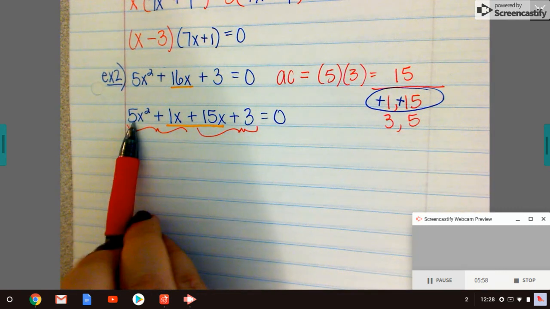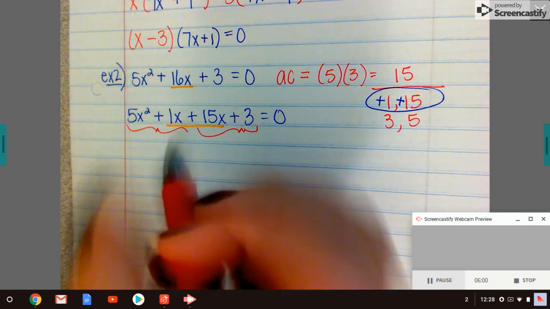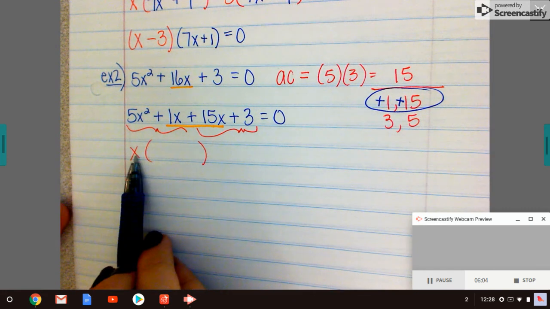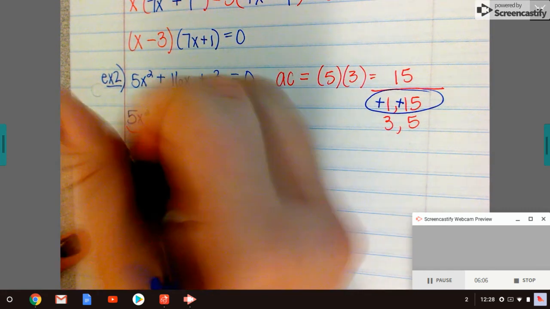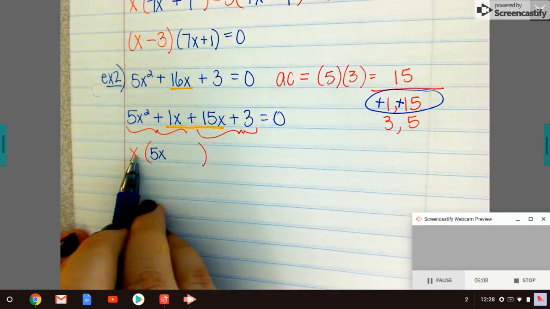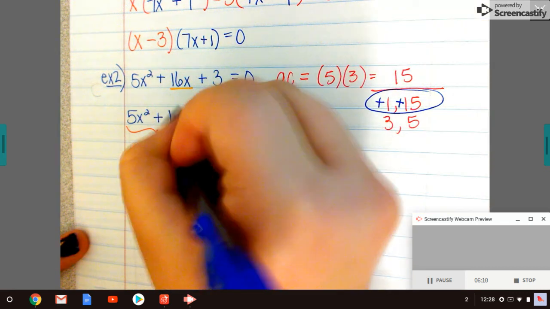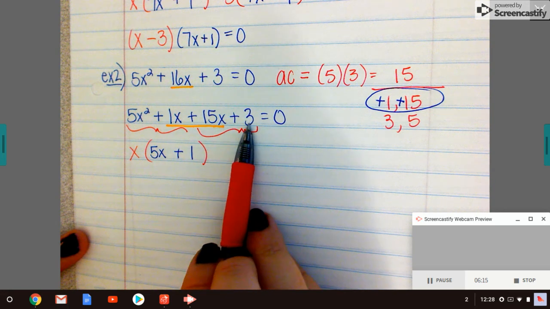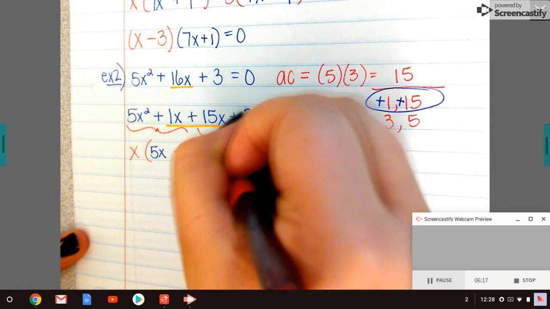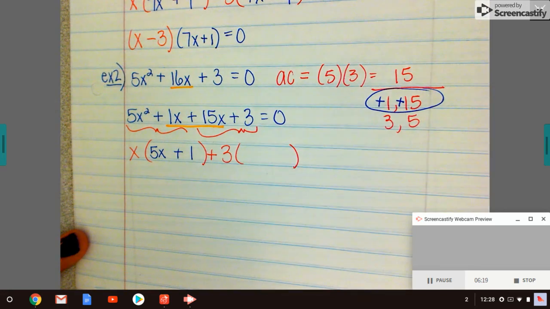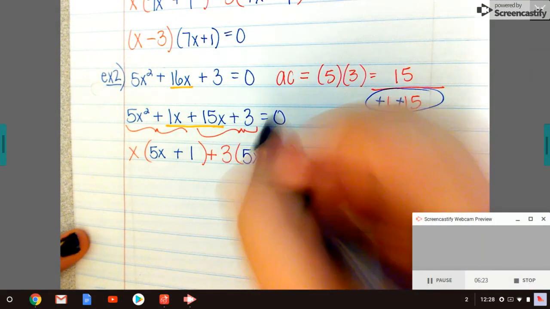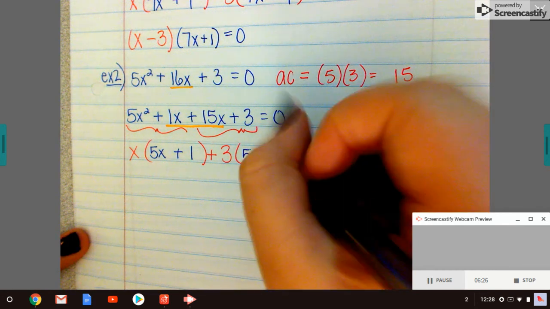So this first one, 5x squared and 1x, the only thing in common is x to pull out. x times what is 5x squared? It's a 5x. And x times what is 1x? It's a 1. My next one, 15x and 3, I can pull a 3 out. 3 times what is 15x? It's 5x. And 3 times what is 3? It's 1.